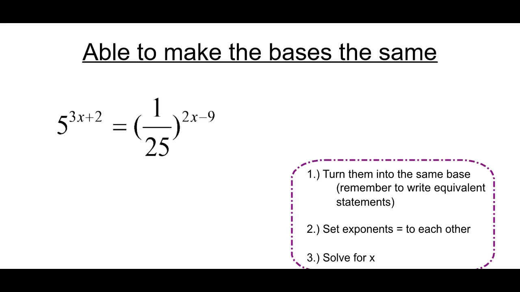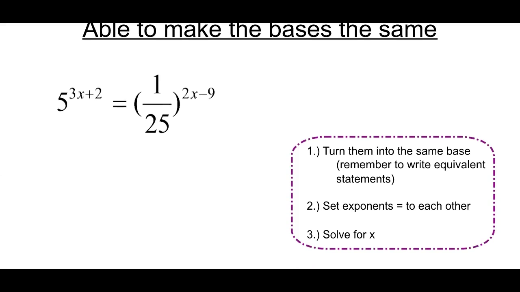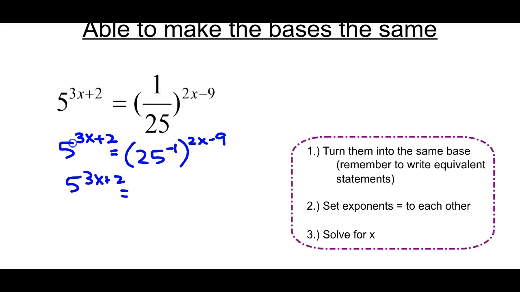This one here, I have 5 to the 3x plus 2, and I have 1/25 to the 2x minus 9. What I see is that this 1 over 25 is a fraction, so let's get rid of that because we want to make the bases the same. So this is 25 to the negative 1 to the 2x minus 9. When you have something raised to more than one exponent, you distribute that negative 1, multiply those exponents. So this is really 25 to the negative 2x plus 9.